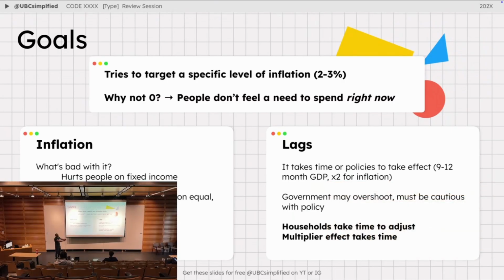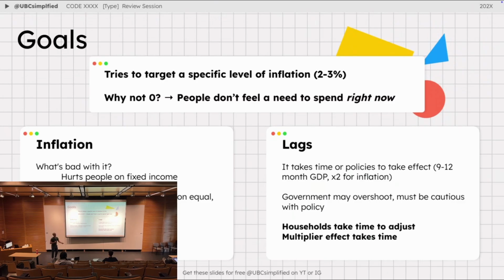And when they put in these policies, there's a little bit of lag. It takes around 9 to 12 months for GDP to feel the effects of these expansionary monetary policies, and then double that for inflation to really see the real effects. And the government might, again, overshoot. They might be too cautious. So they have to be cautious with this policy. And the reason it lags is because households take time to adjust to changes, and also the multiplier effect takes time, right?